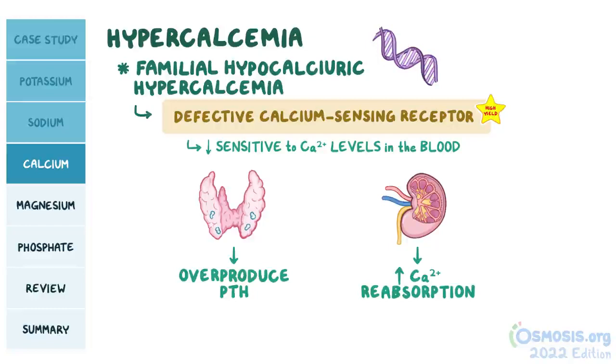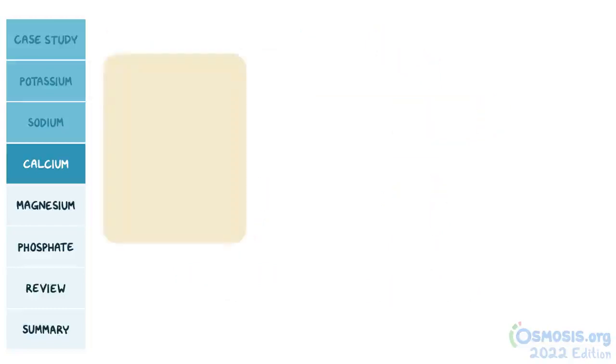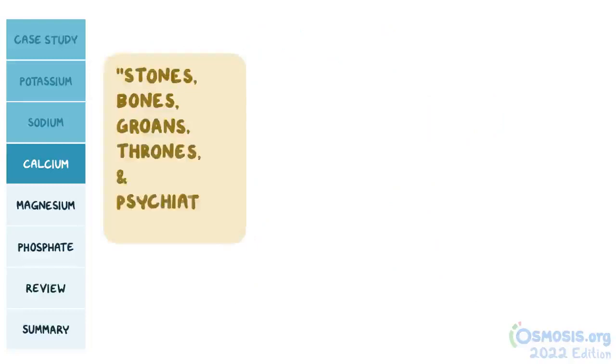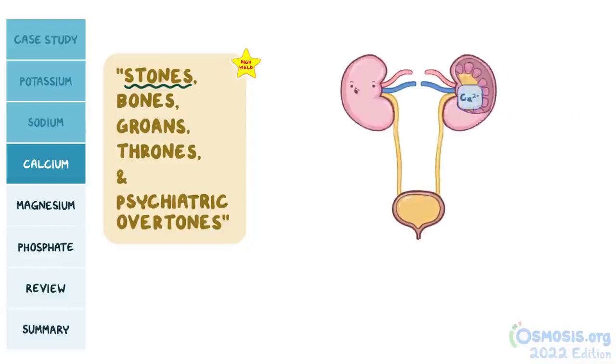Now, you can remember symptoms of hypercalcemia with the mnemonic stones, bones, groans, thrones, and psychiatric overtones. For stones, it's important to know that the kidneys try to dump all that excess calcium into the urine, causing hypercalciuria.